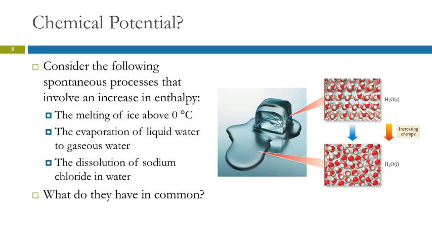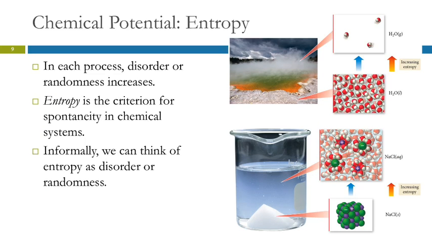What do these things have in common? They've got water in common. Excellent. Not the answer I was going for, but absolutely true. In each of these processes, disorder or randomness is increasing. And entropy, which was also introduced in Chem 1A, is actually the criterion, singular, for spontaneity in chemical processes, chemical systems. So informally, we can think of entropy as disorder or randomness.